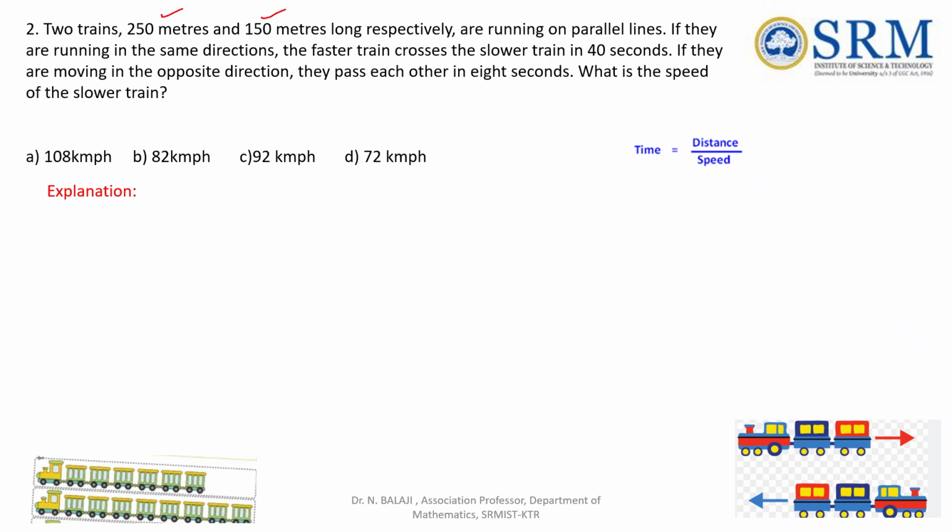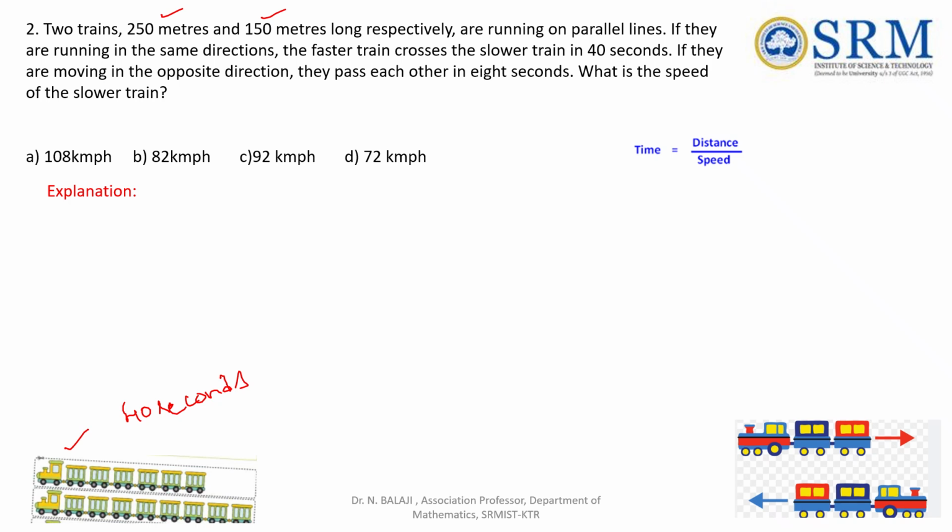150 meters respectively, running on parallel lines. First, they are going on two parallel lines. If they are running in the same direction, the faster train crosses the slower train in 40 seconds. So one is the fast train, one is the slow train. It took 40 seconds for the faster train to cross the slower train.